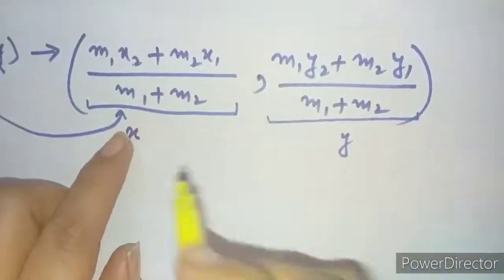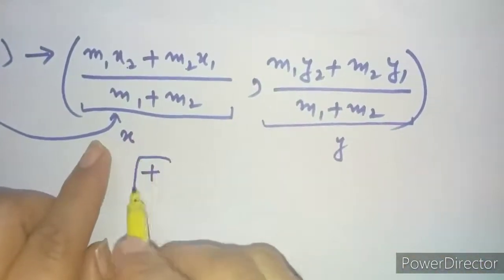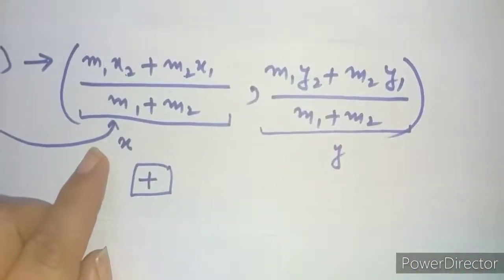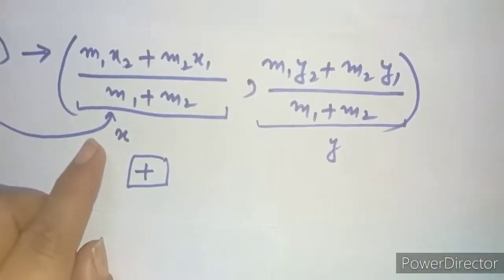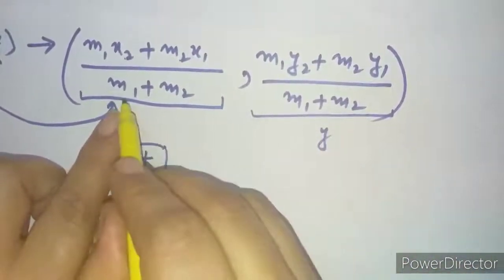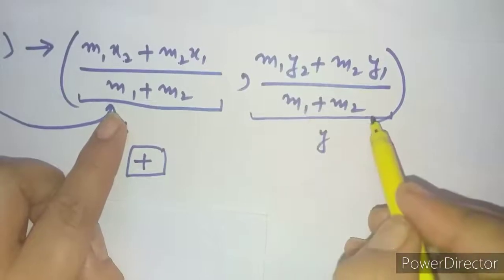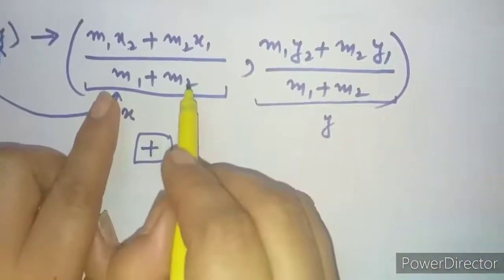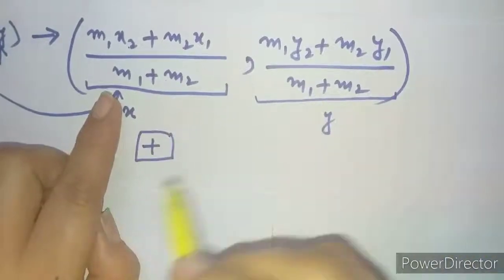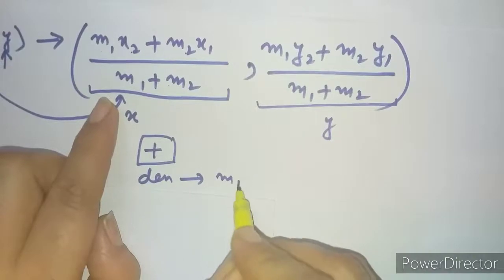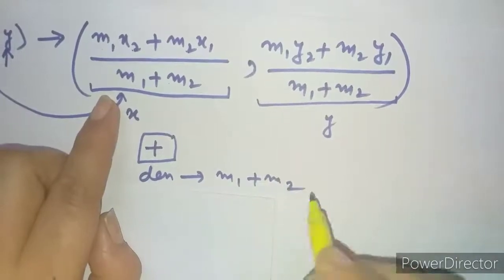Everywhere, most important hint is everywhere we have got the plus sign. Nowhere in the section formula we will have a minus sign. First hint. Second hint is denominator of both the portions is same: m1 plus m2 and m1 plus m2. These are simply the sum of the ratios. Second hint is about the denominator, which will always remain to be m1 plus m2.